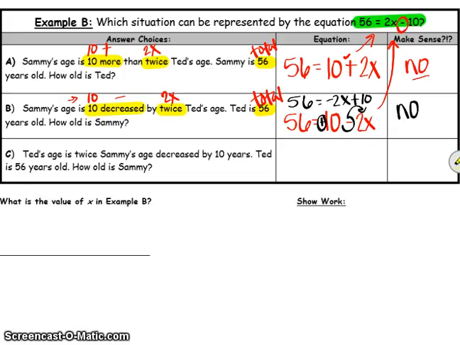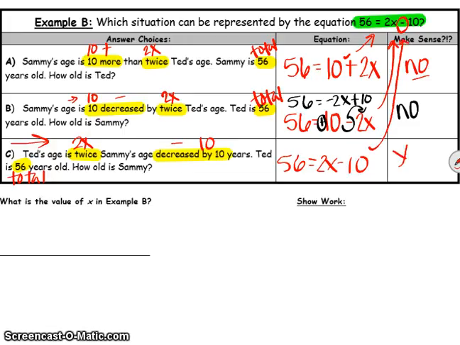So the last letter says Ted's age is twice Sammy's age, decreased by 10 years. Ted is 56 years old. How old is Sammy? So twice tells me 2 times. I know decreased by 10 tells me I'm subtracting 10. And then I know that Ted is 56. And remember that my biggest number is my total. So let's start with my total, 56. And then I want to read left to right. So I have 2x minus 10. So 56 is 2 times x minus 10, or twice decreased by 10. So does that match? 56 is equal to 2x minus 10.